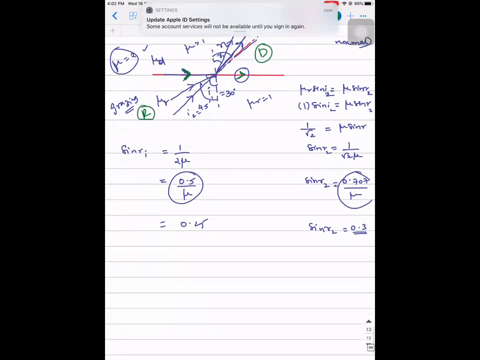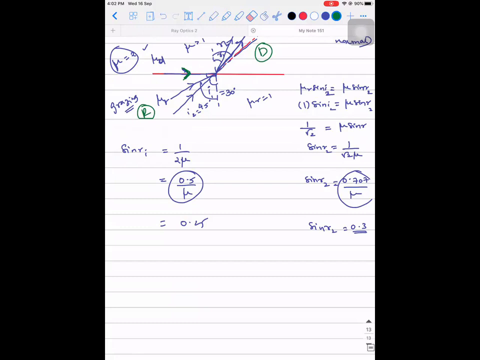Tell me one thing. I'm asking the question again. When the angle of incidence is 90 degrees, angle of incidence is 90 degrees in which medium? Rarer medium. Then what will be the angle of refraction? 0 degree? It will not be 0.